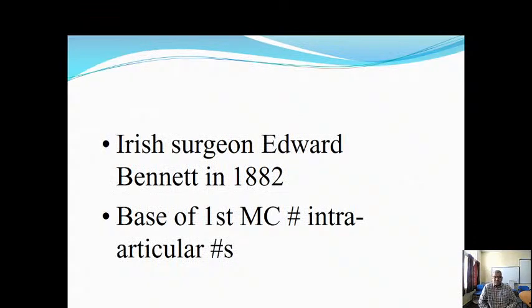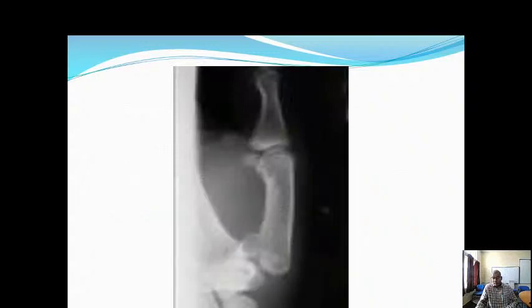Bennett's fracture was first described by Irish surgeon Edward Bennett in 1882. It is an intra-articular fracture of the base of the first metacarpal. You can see here, this is the thumb, this is the metacarpal, this is the proximal phalanx, these are the carpus, and this is an oblique intra-articular fracture of the base of the first metacarpal, extending into the joint. This is called Bennett's fracture.